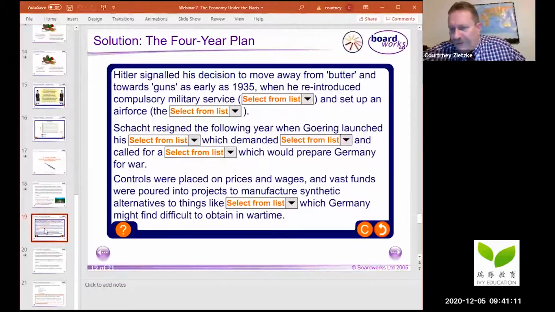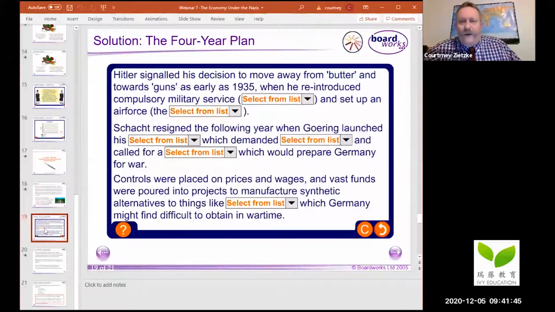Controls were placed on prices and wages, and vast funds were poured into projects to manufacture synthetic alternatives to create the production that the military needed, while not sacrificing as much as would be expected by the German people. Hitler knew very well that if he was going to prepare Germany for war, he had to have the support of the people. But not only the support of the people, but the obedience of the people.